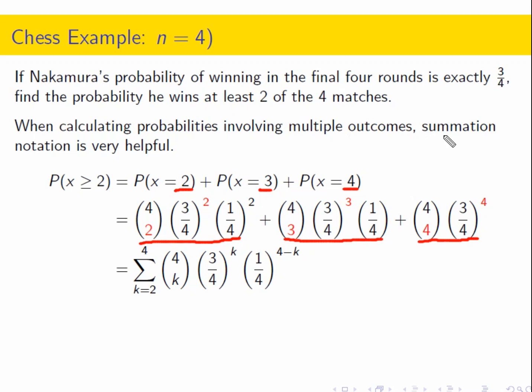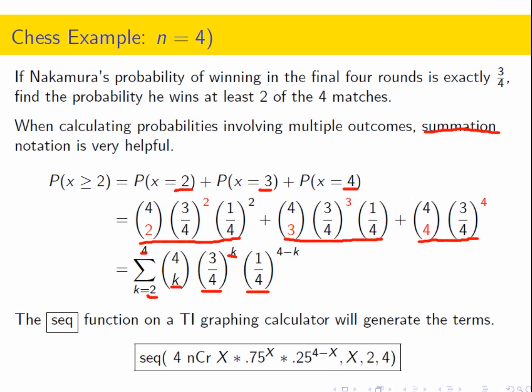Well, often summation notation is going to be a lot more helpful. So notice what we do. We're going to use k to be the number of successes. So I can run this summation from 2 successes up to 4 successes. I take the number of trials, choose k successes, then the probability of success raised to the k successes power, and the probability of failures is going to be the number of trials minus k. So we'll raise 1/4 to that power.